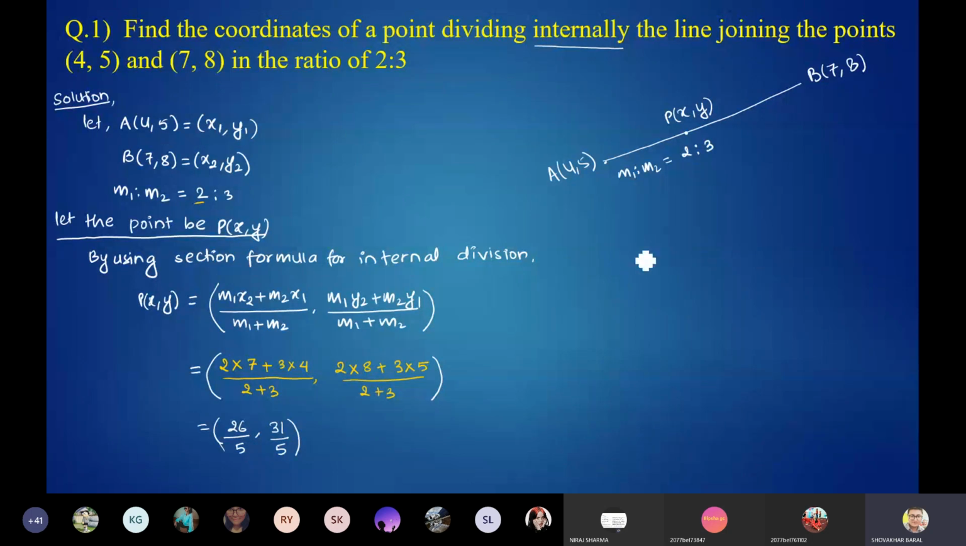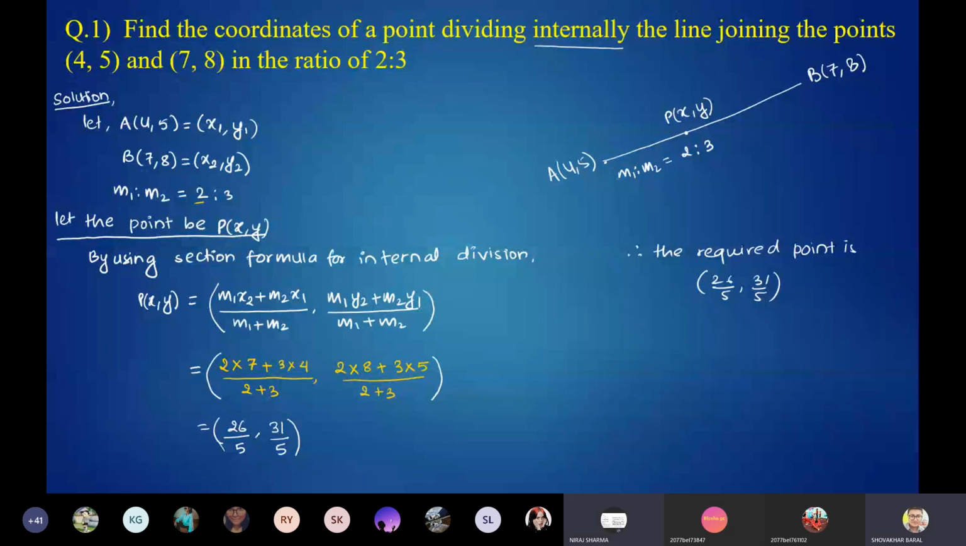So therefore the required point is 26 by 5, comma 31 by 5. Okay, or you can write it in the other way also. You can elaborate it. Therefore the point which divides AB internally in the ratio 2:3 is 26 by 5, comma 31 by 5. Please copy it fast.